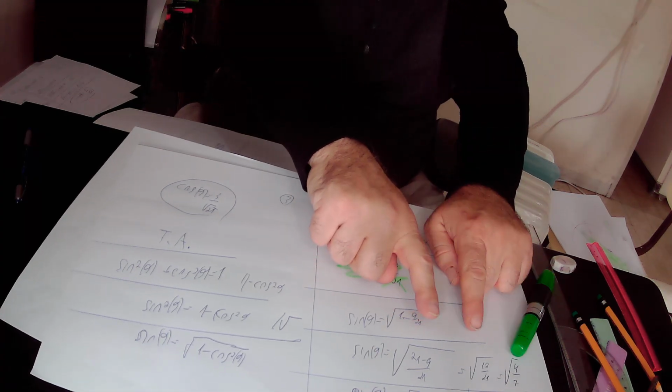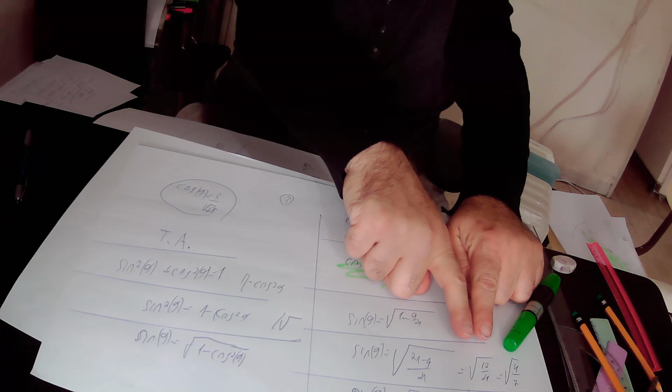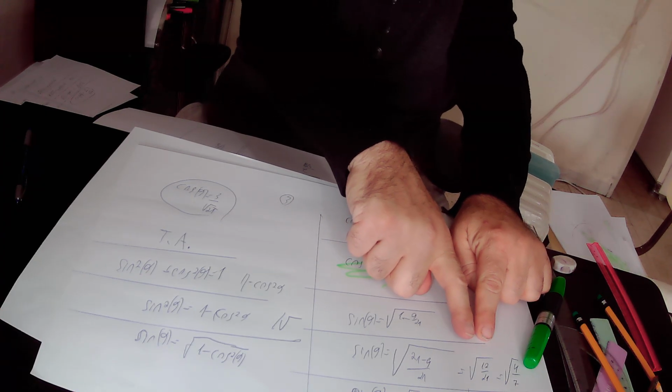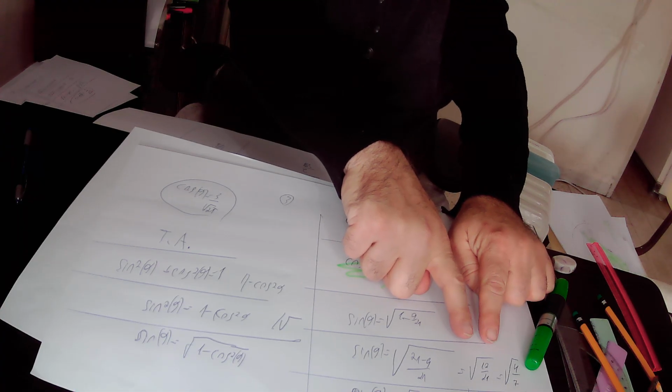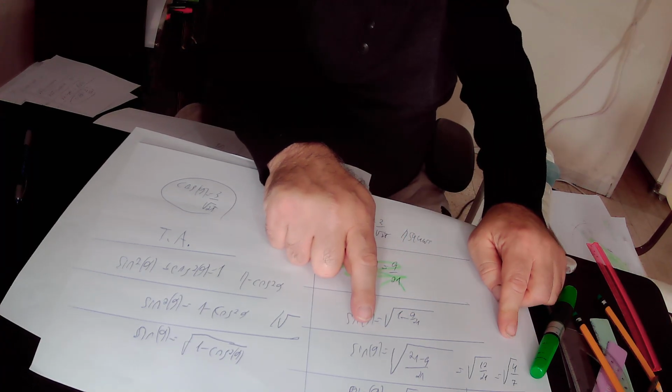21 minus 9 is 12, and the denominator we have 21. Here we divided both the numerator and the denominator of this number by 3. 12 over 3 is 4, and 21 over 3 is 7. So in total, if you wonder, sine alpha equals the square root of 4 over 7.